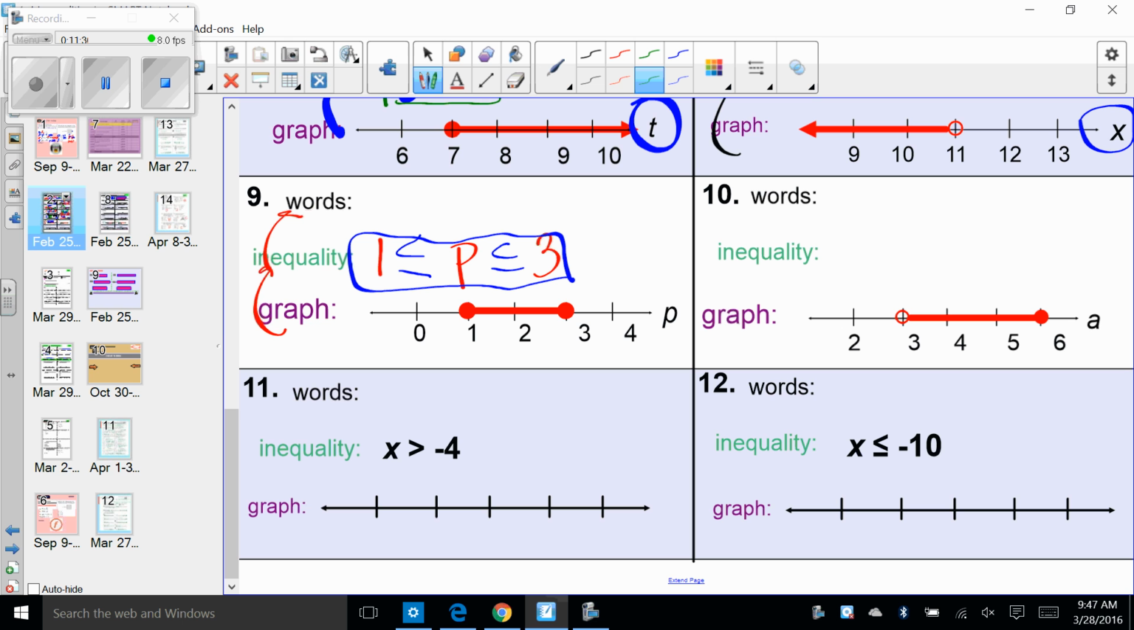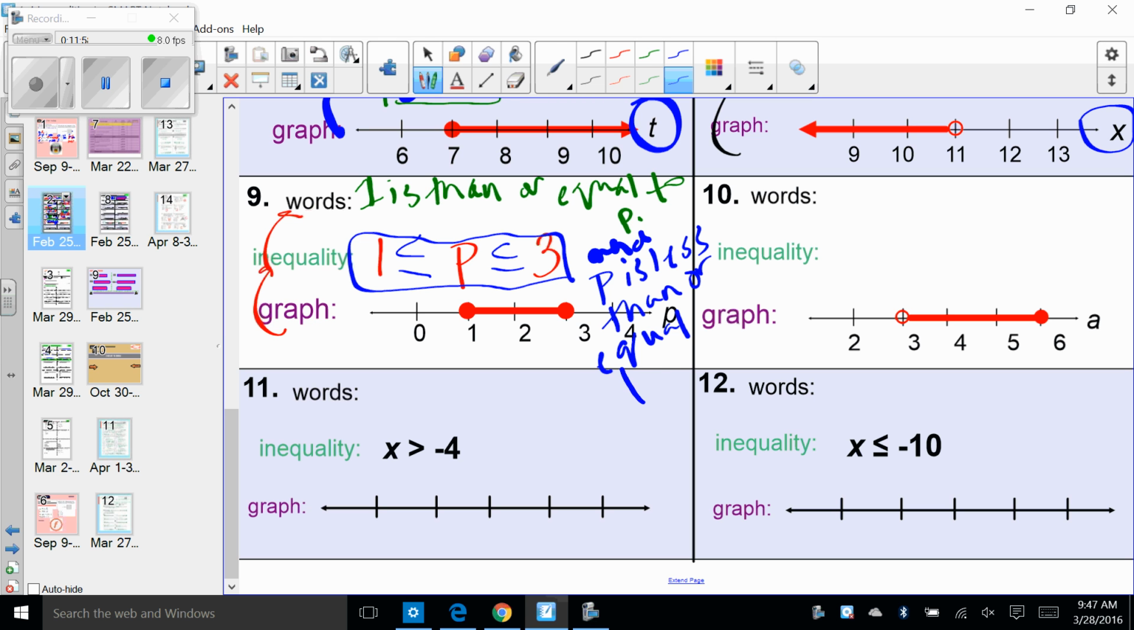So I'm just going to do that same thing. I'm going to say that 1 is less than or equal to p. So there's my first statement, working left to right there. 1 is less than or equal to p. And sorry about my writing there. I'm trying to write with this tablet pen and I'm struggling. P is less than or equal to 3.